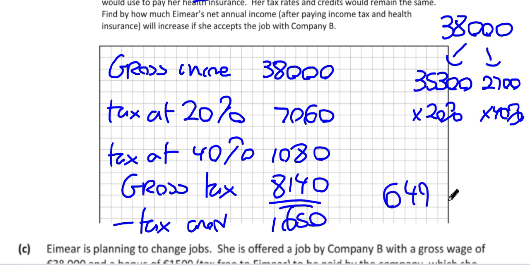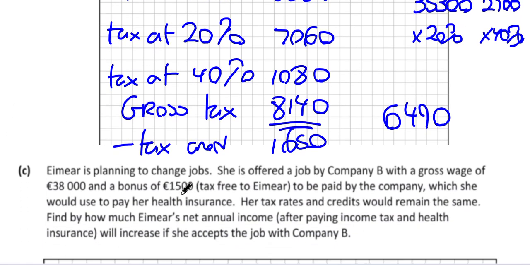6,490. Now, do you know that €1,500? We could just use that to pay off the health insurance, couldn't we? Yeah. Was the health insurance 1,500? Well, if you read the last question, I think it was. Yeah, it was. All right. So we just use that money to pay off the health insurance, won't we?